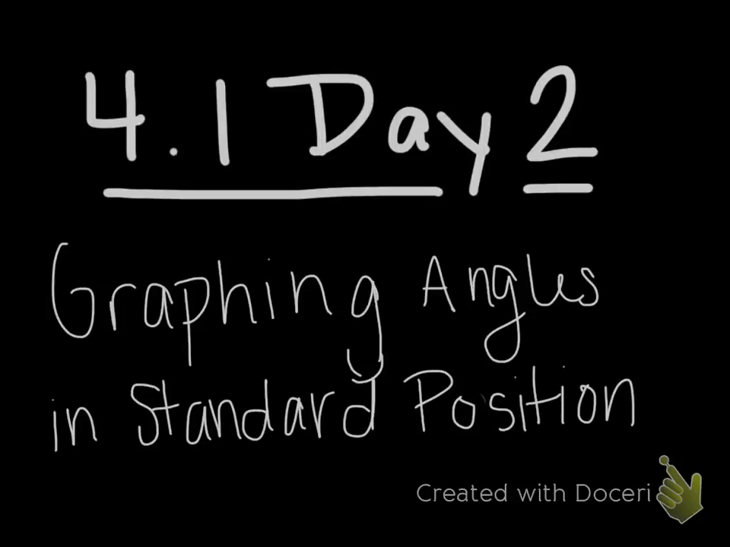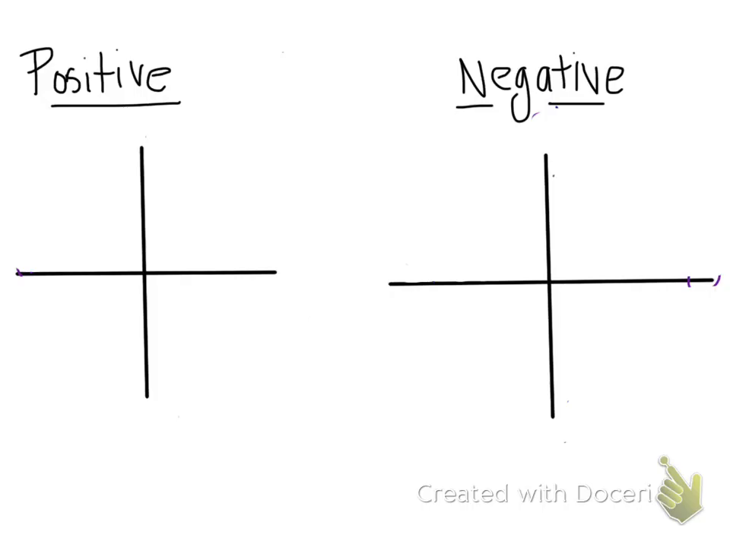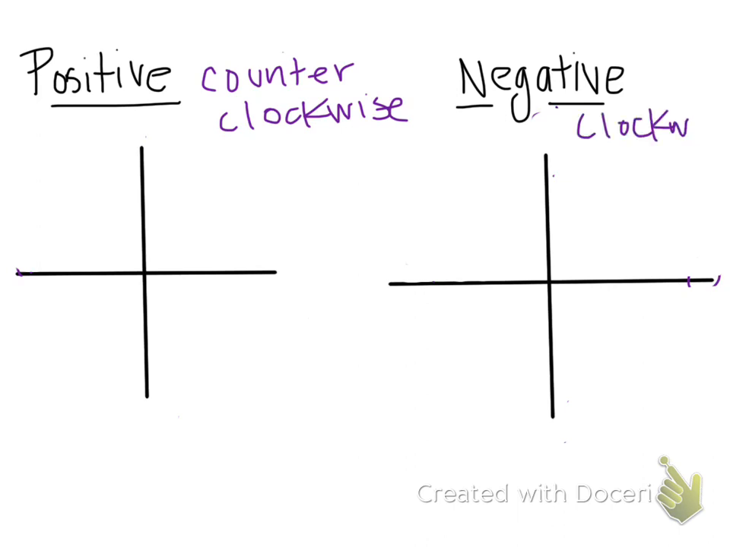Today we're doing section 4.1, day 2, and we're talking about how to graph angles in standard position. So there's two types of angles. There's positive angles and there's negative angles. So a positive angle travels counterclockwise, whereas a negative angle travels clockwise. Regardless if it's positive or negative, they both have 0 in the same spot.